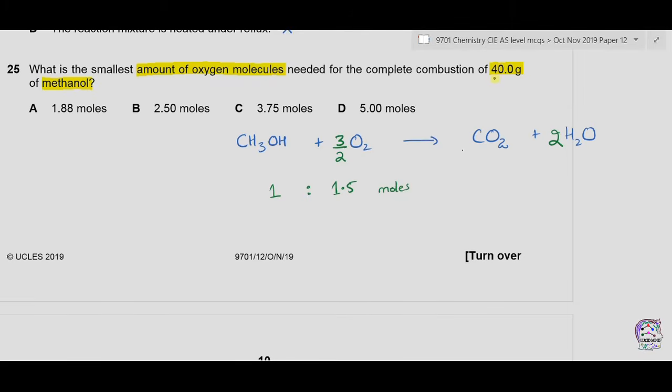In the question they have given 40 grams of methanol, so let's find out its number of moles. The molecular mass of methanol is 32.